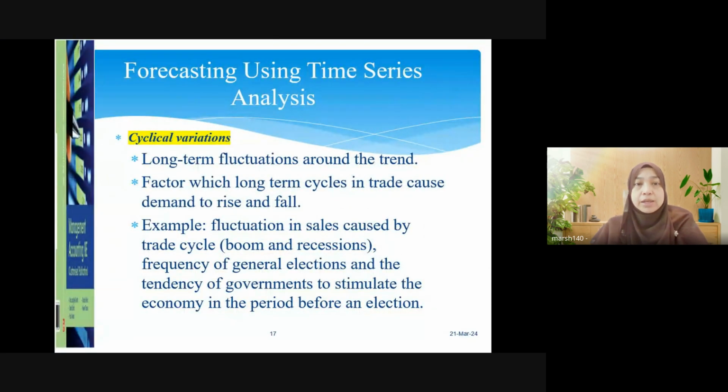Okay, second, cyclical. Second, cyclical variations. This is long-term fluctuation around the trend. Factors which are long-term cycles in trade cause demand to rise and fall. For example, fluctuation in sales caused by the trade cycle, boom and recessions, or maybe frequency of general elections, and the tendency of government to stimulate the economy in the period before an election.